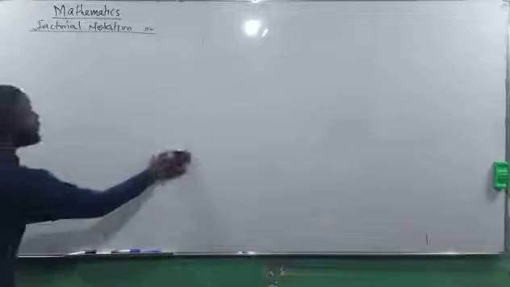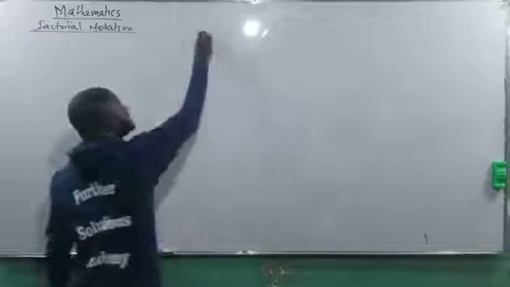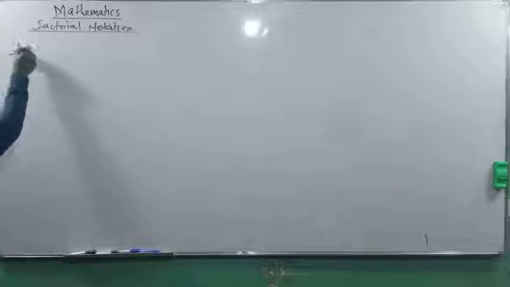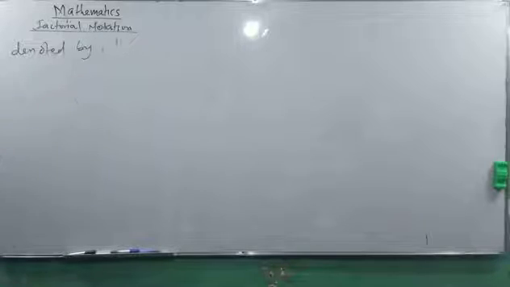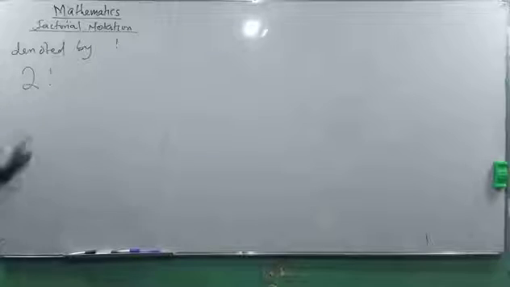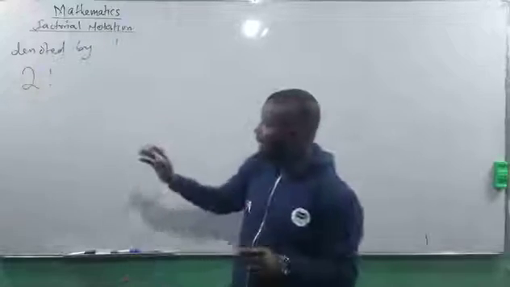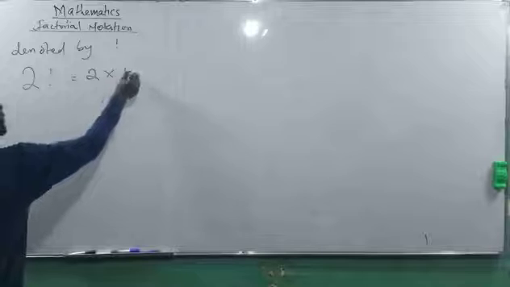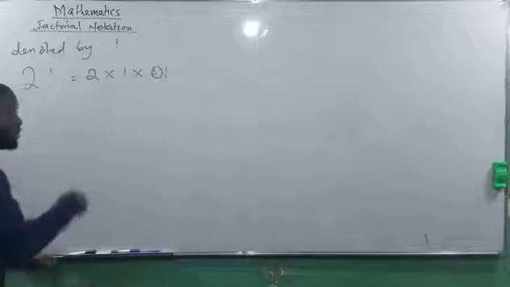When you talk about factorial notation, you all know what is called factorial. Try to understand what is called factorial. Factorial is denoted by this. For instance, if I have 2 factorial, this is a factorial notation. In implication of factorial, it means 2 multiplied by 1 multiplied by 0 factorial. It continues, please.